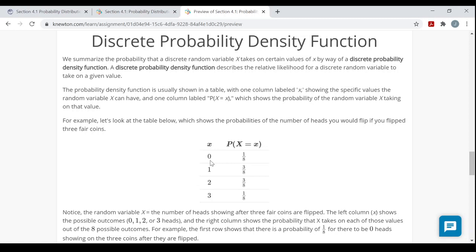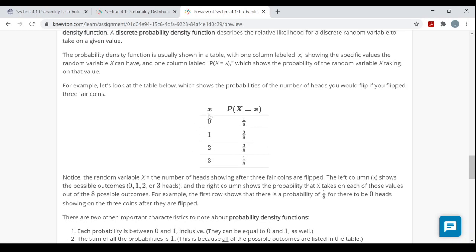As I mentioned, 0 heads, probability 1 out of 8. 1 head, probability 3 out of 8. 2 heads, 3 out of 8. And all 3 being heads, 1 out of 8. All right. And this is called the probability density function for that discrete random variable. So notice the random variable capital X is the number of heads showing after 3 fair coins are flipped. The left column with the little x shows the number of possible outcomes, 0, 1, 2, or 3. And the right column shows the probability that capital X takes on each of those values out of the possible 8 outcomes.